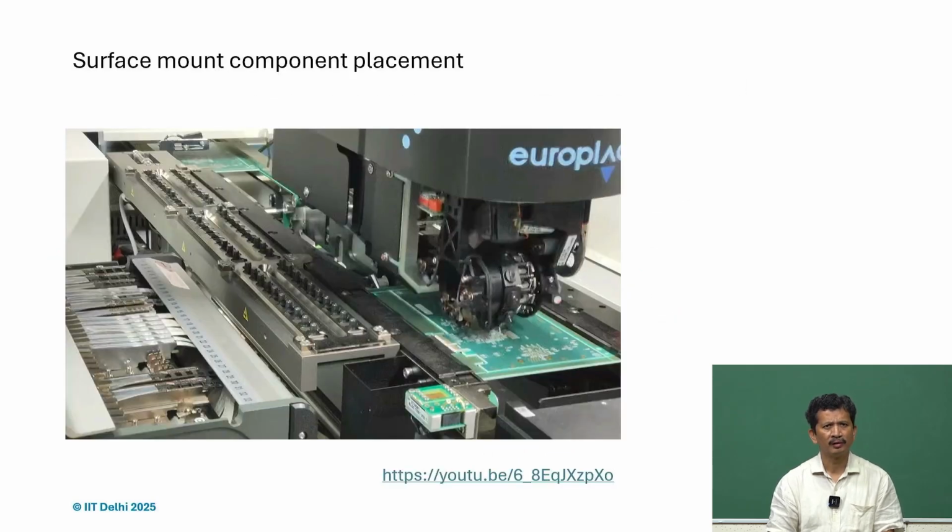So, there is one example here, in the electronics industry, where we want to do surface mount component placement, using SMT devices, SMT machines. So, we will just watch a video first, and we will see how fast it is moving.